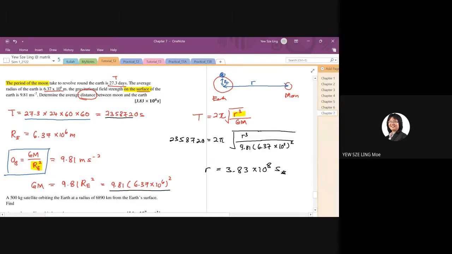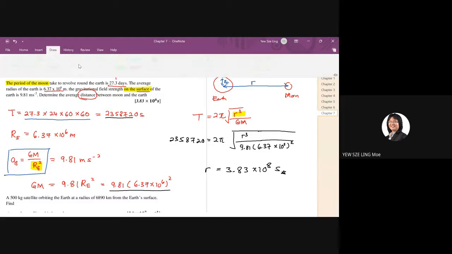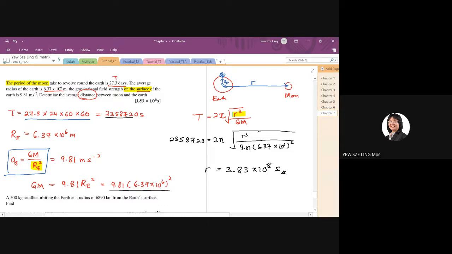Alright, so be careful with the R. The things that I highlight, you need to know. I'm going to highlight with a different color to make it clearer for you. So this one belongs to this one. Period of the moon, it tells you your R is a small letter r. So small letter r, I have a diagram here.